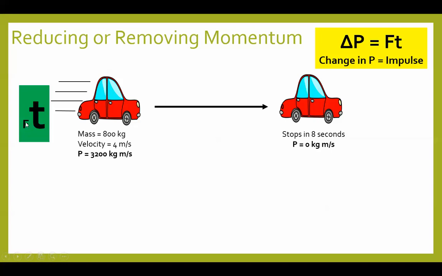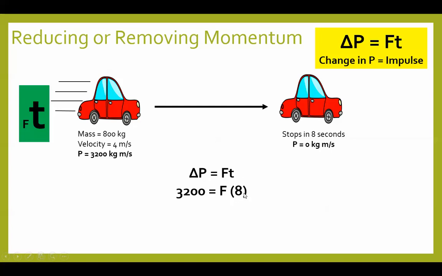But we're going to find out exactly how much push it's going to take. So we use our exact same equation. The change in momentum is still 3,200 because we're still going from 3,200 down to 0, so that's a change of 3,200. We don't know the force, but this time the time is much greater. It's taking much more time.